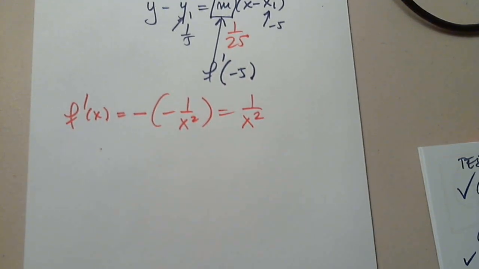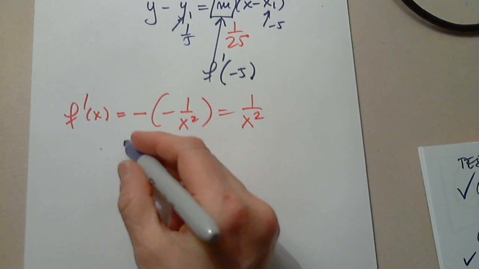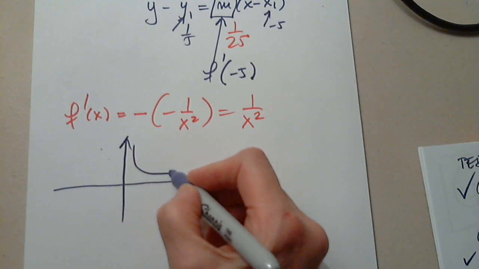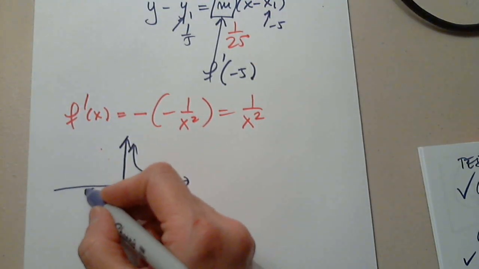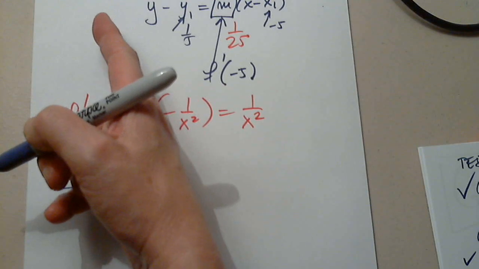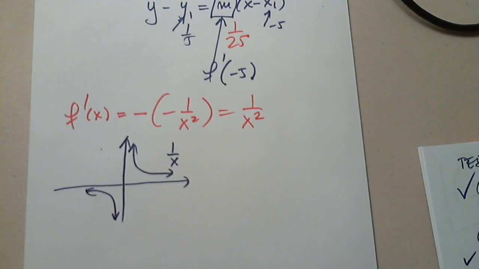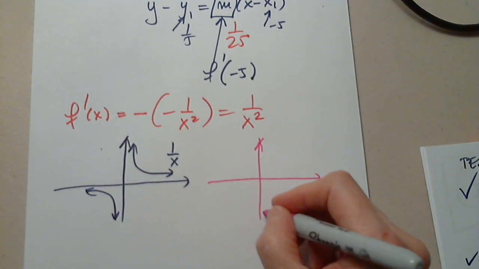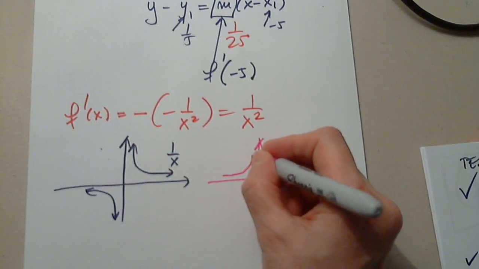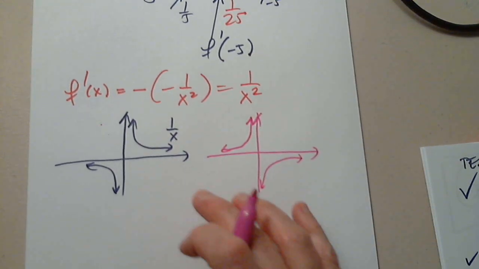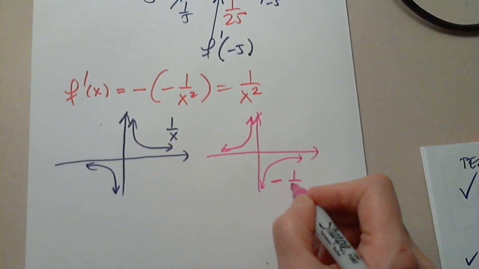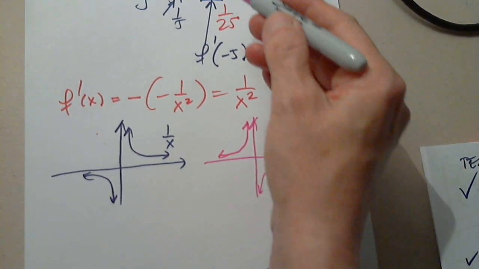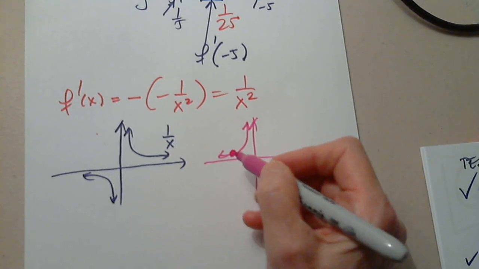So remember, we also graphed this function. The function 1 over x is this. This is 1 over x. But this is not what we have. We have negative 1 over x. So the graph of negative 1 over x is flipped. Here's the graph of negative 1 over x. I multiply all y values by negative 1. So this is the graph of negative 1 over x. This point at negative 5, 1/5, is somewhere here.